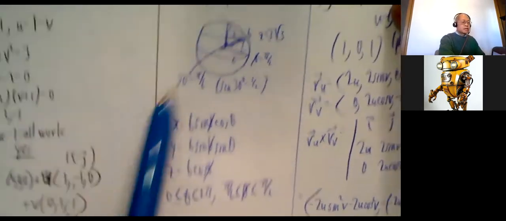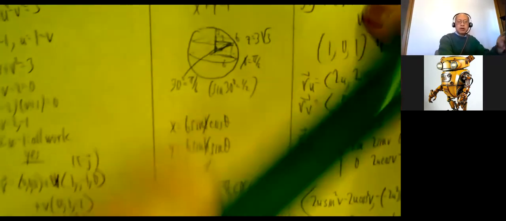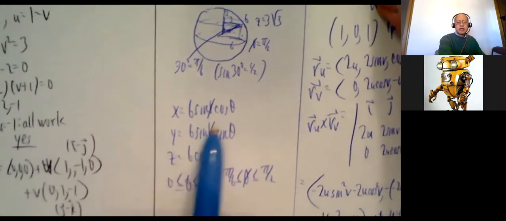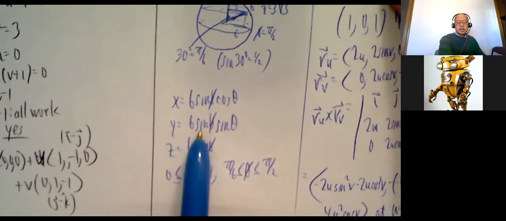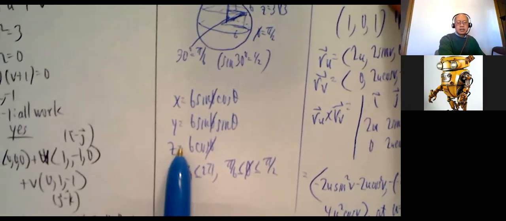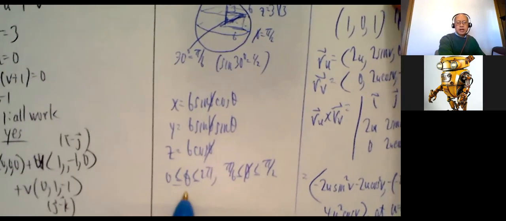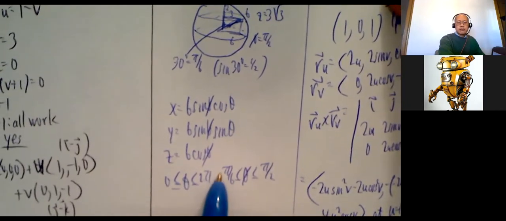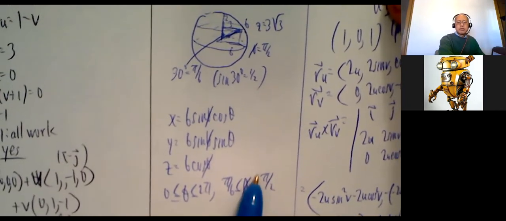All right, so I put the same formula, essentially, but the rho this time is 6. So x is 6 sine phi cosine theta, y is 6 sine phi sine theta, z is 6 cosine phi. Theta going from 0 to 2 pi, phi between 30 degrees, pi over 6, and pi over 2.